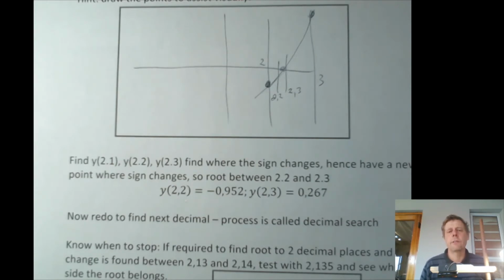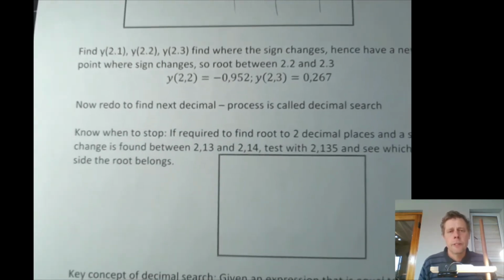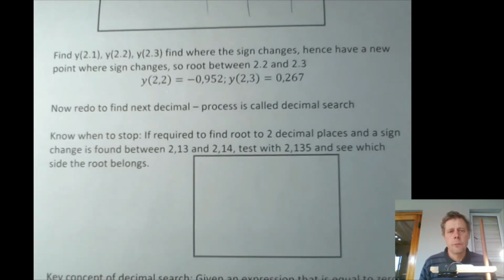And then we can take it further, and we can narrow it down to y of 2.21, 2.23, 2.24. So you can see that's why it's called the decimal search, because we first find the first decimal point, the second decimal point, and so it goes. The trick with the decimal search is to know when to stop.